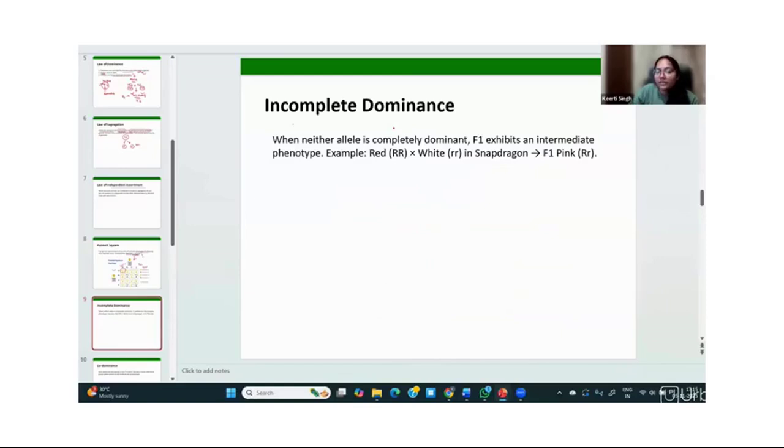This incomplete dominance shows that the dominance is there, but in an incomplete manner. It means that neither of the alleles is completely dominant.